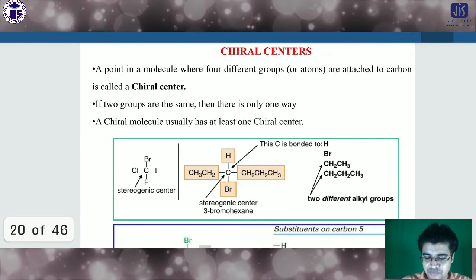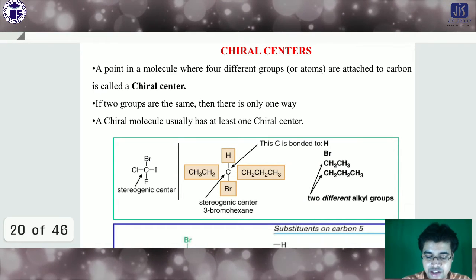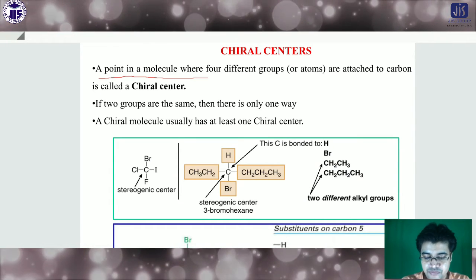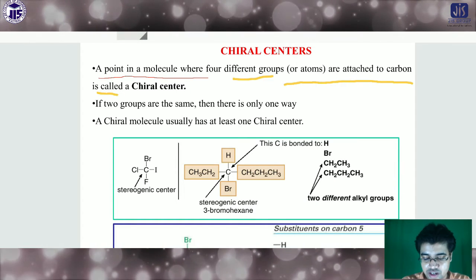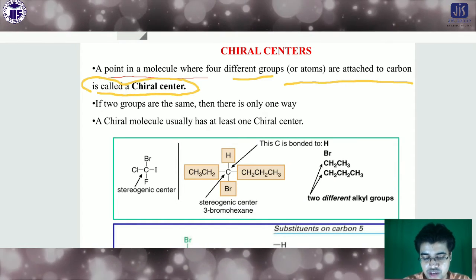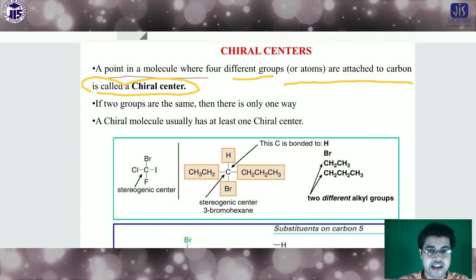Okay, now come to the chiral centers. So what are the chiral centers? A chiral center means a point in a molecule where four different groups or atoms are attached to the carbon. I already told you it looks like an asymmetric center also, but here we will explain in detail what the chiral center is.